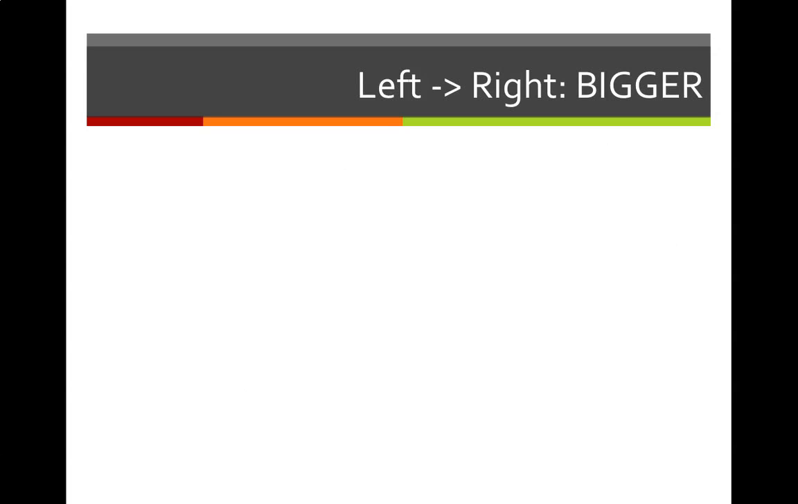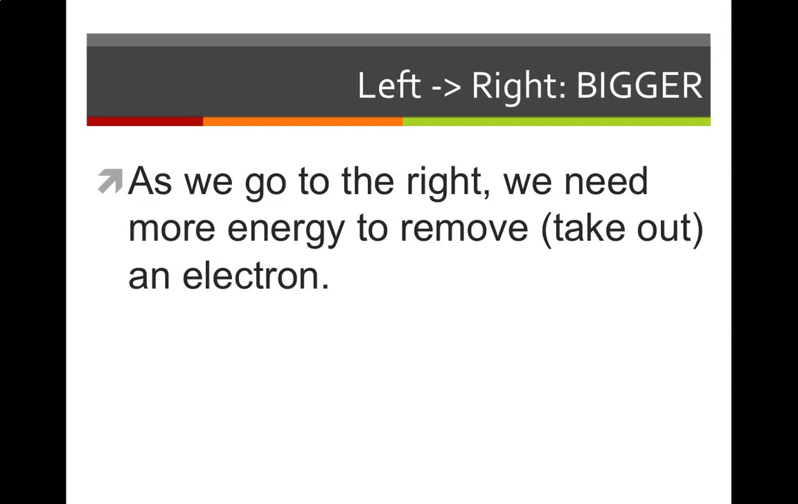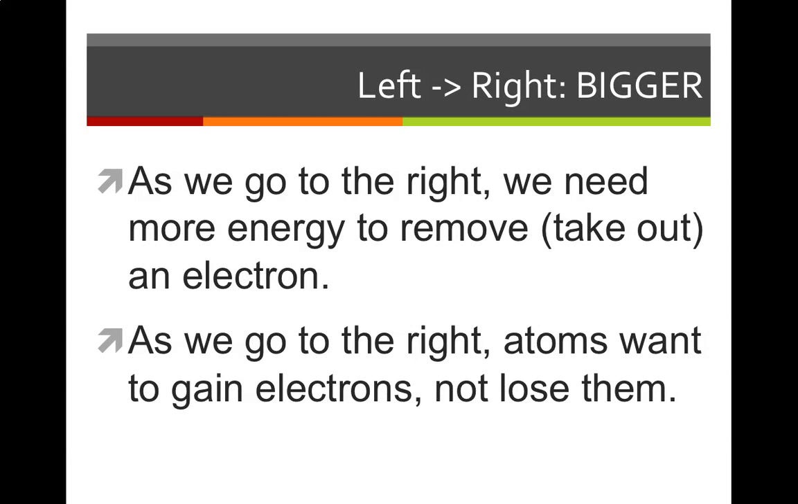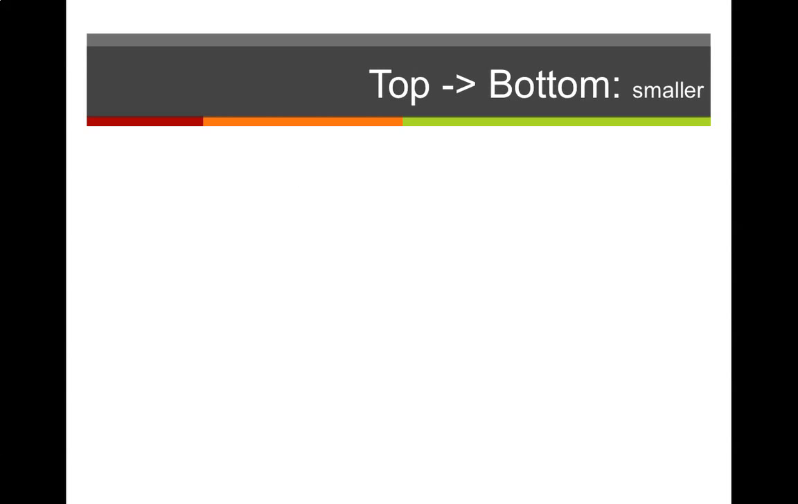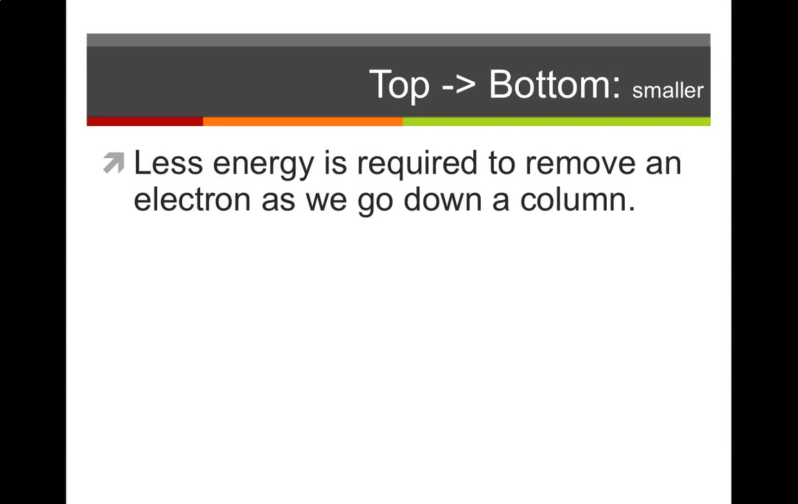As we go left to right, the ionization energy gets bigger. It increases because we need more energy to remove or take out an electron. As we go to the right, the atoms want to gain electrons, not lose them. As we go from the top of the periodic table to the bottom in a column, we get a smaller ionization energy. It's easier to remove electrons. So less energy is required to remove an electron as we go down a column.